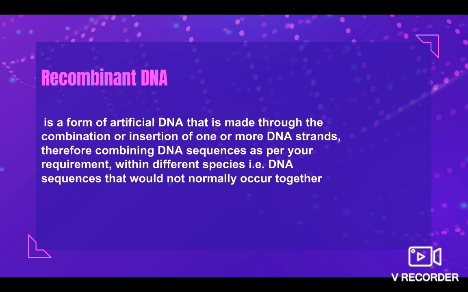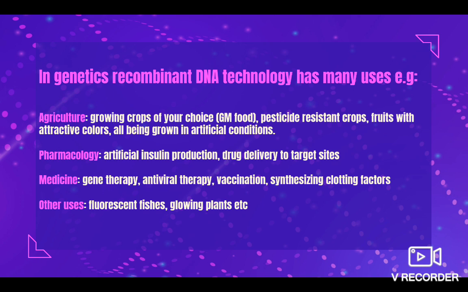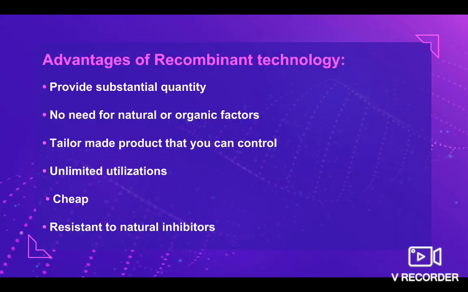DNA strands. In genetics, recombinant DNA technology has many uses. In agriculture, growing crops of your choice. In pharmacology, artificial insulin production. In medicine, as in vaccination. Other uses, as in growing plants.